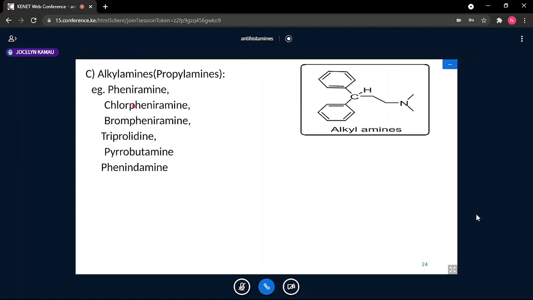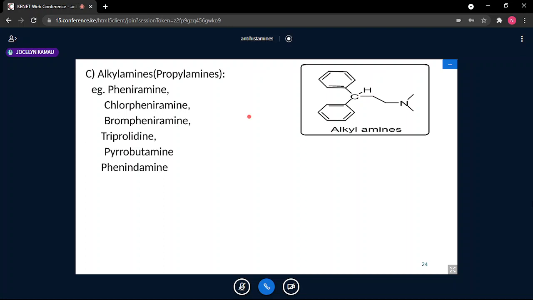The ones which are saturated examples are pheniramine, chlorpheniramine, brompheniramine, and then we have these two, triprolidine and pyrrobutamine. These have got unsaturation. All that means is that this hydrogen here is lost, and between this carbon and that carbon you put a double bond.